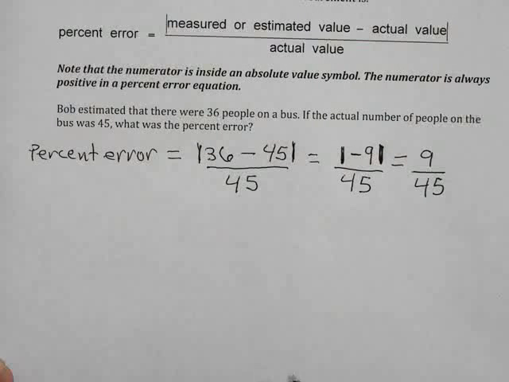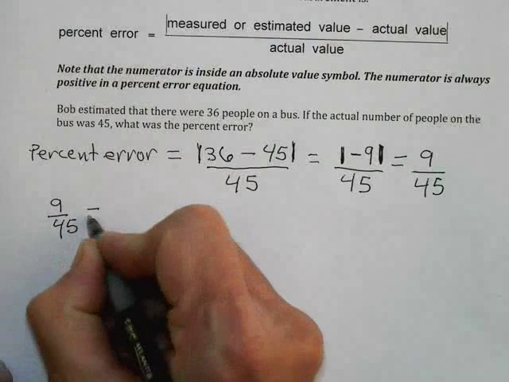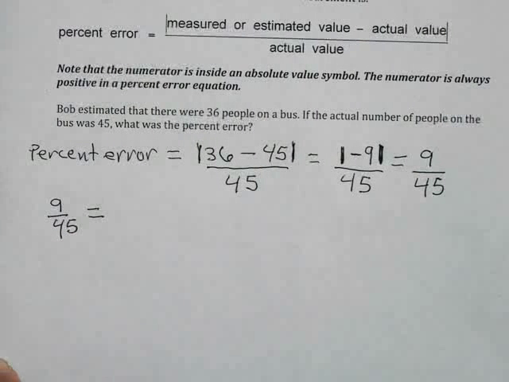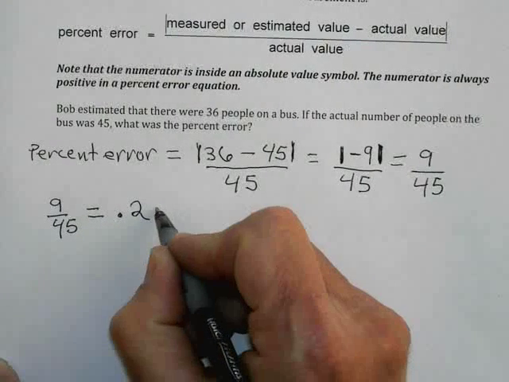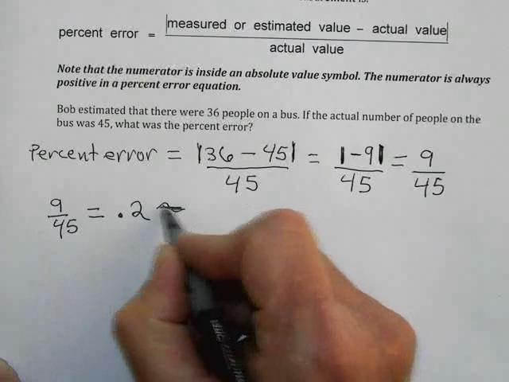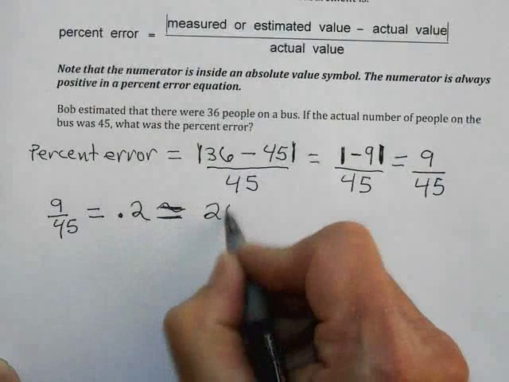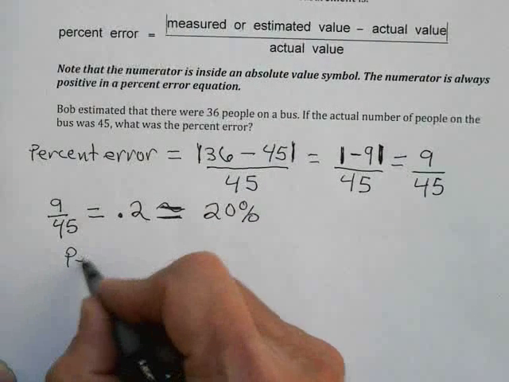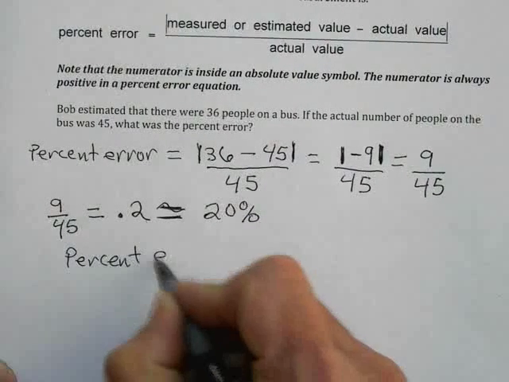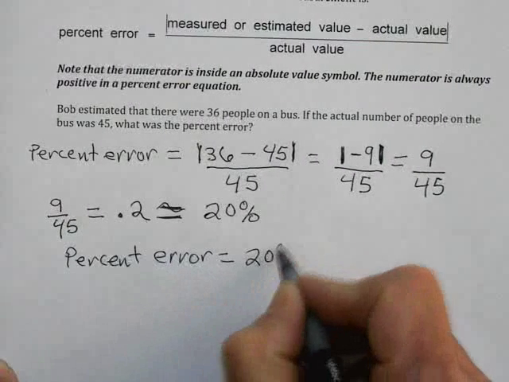All right. So now I need to convert 9 over 45 into a decimal and then into a percent. And using a calculator, you would see that 9 divided by 45 would equal 0.2. And 0.2, of course, equals, it's not approximate, it equals, moving my decimal point once, twice, 20%. What does that mean? That means that Bob's percent error equaled 20%.